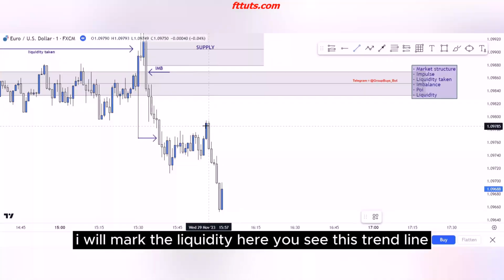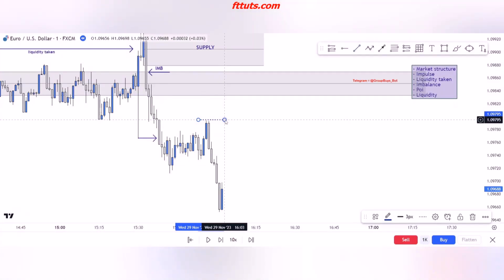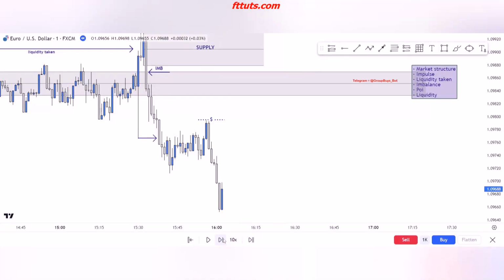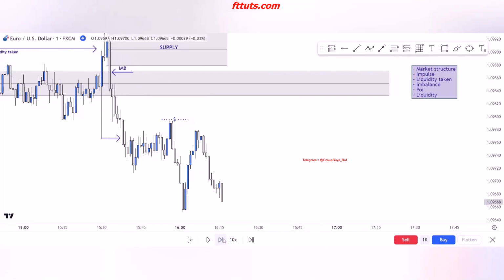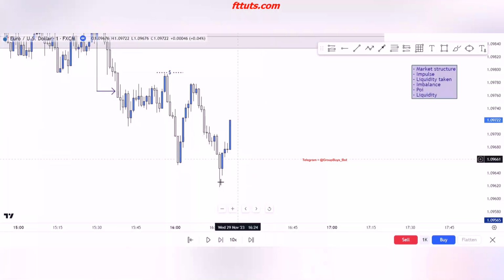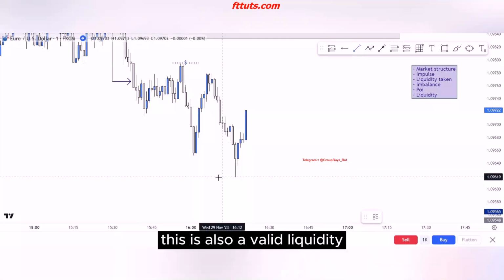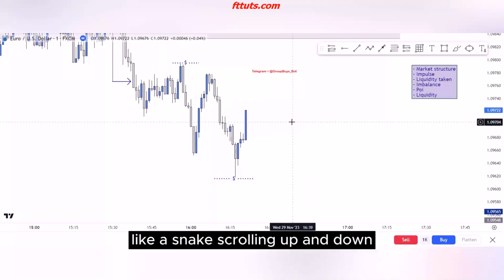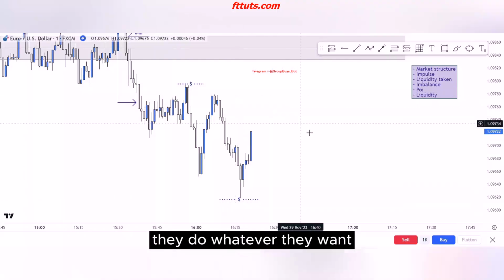You see this trend line? These are a lot of buy and sell orders here. This is a valid liquidity. This is also a valid liquidity. You can see how the institutions collect the liquidity like a snake scrolling up and down. They do whatever they want.